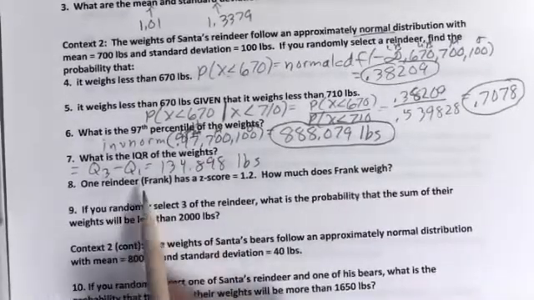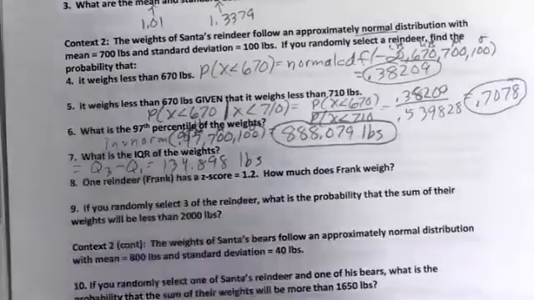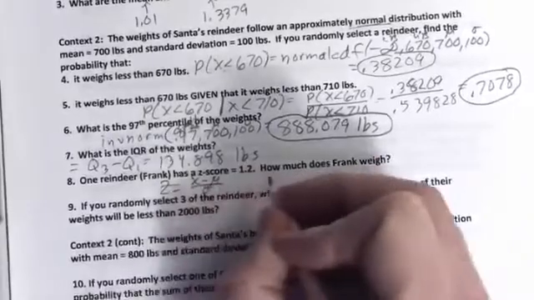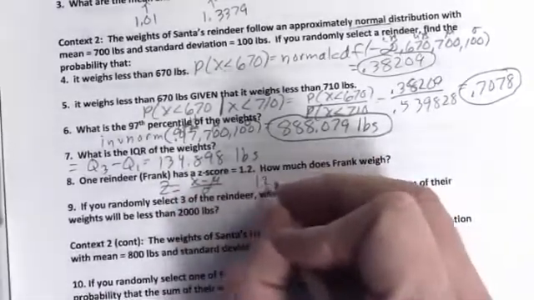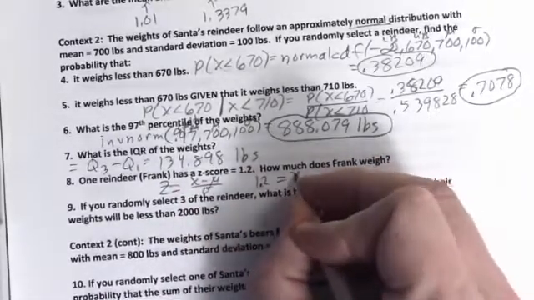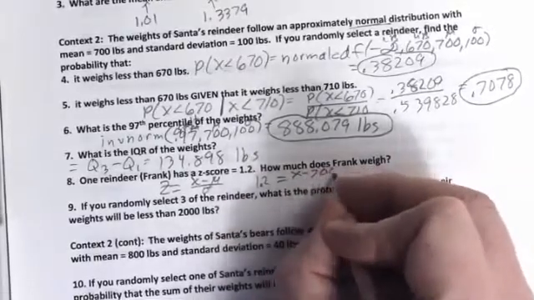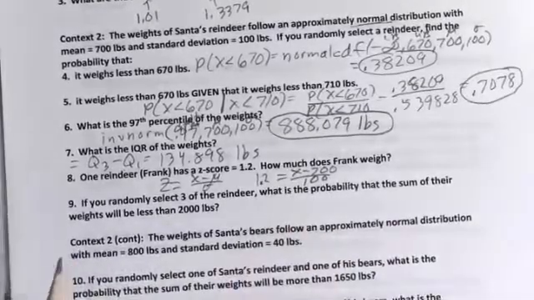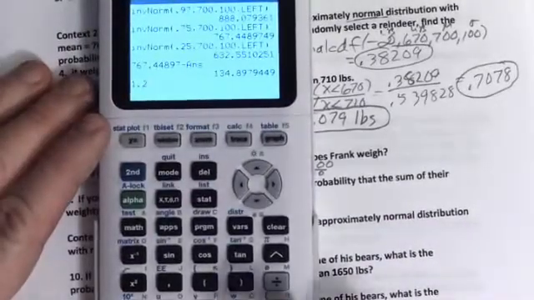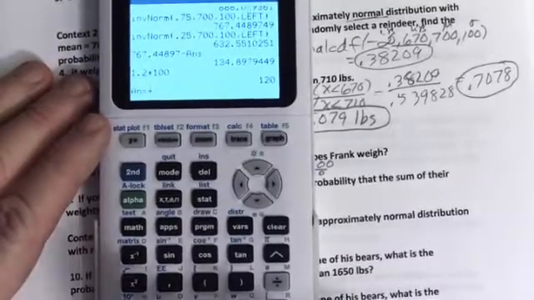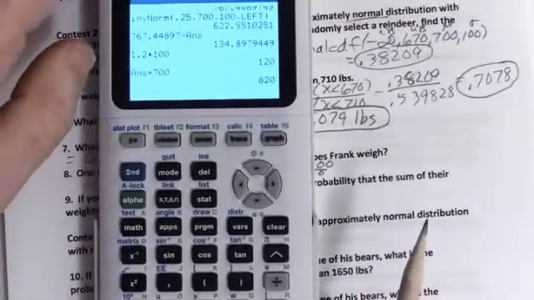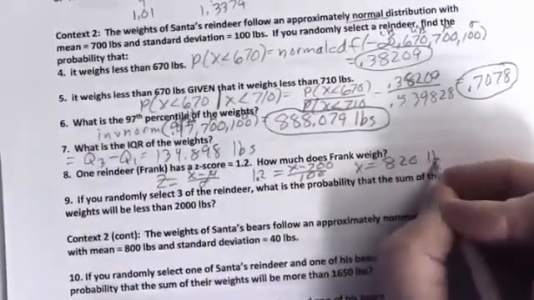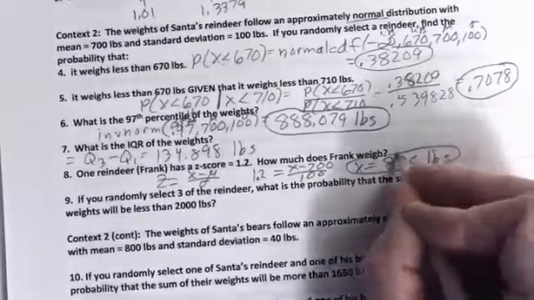Number 8, one reindeer, Frank, has a z-score of 1.2. How much does Frank weigh? Remember, the z-score is equal to x minus mu over sigma. And so we'll just enter in these values. 1.2 is equal to x, which is Frank's weight, minus the mean, which is 700 over 100 standard deviation. So I just take 1.2, multiply it by 100, and add 700. So I go 1.2 times 100 is equal to, and then plus 700. So it's 820. And so that's Frank's weight. X is equal to 820 pounds. So he's a big reindeer.